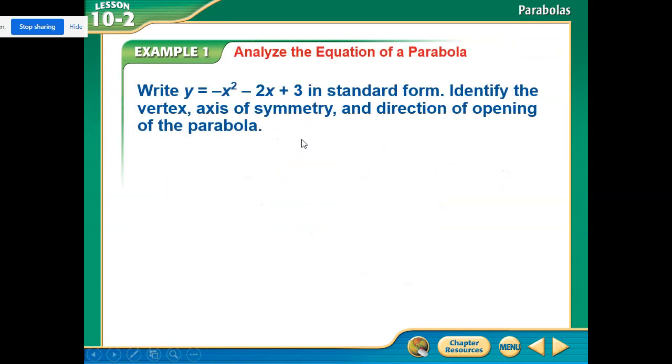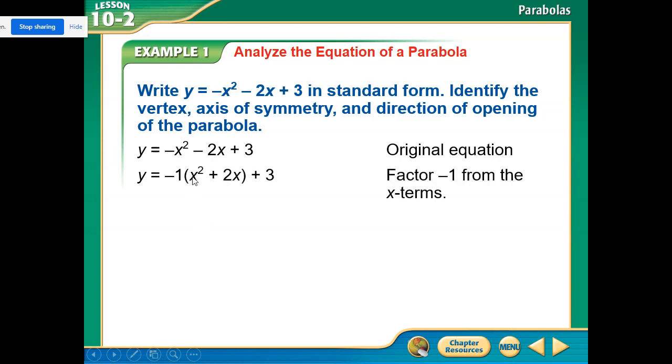All right, so let's go ahead and write this in standard form. So how do we do that? That's where this whole completing the square comes in. So what we're going to need to do is see how this x squared has a number in front. It has that negative 1. We're going to have to actually factor that out.